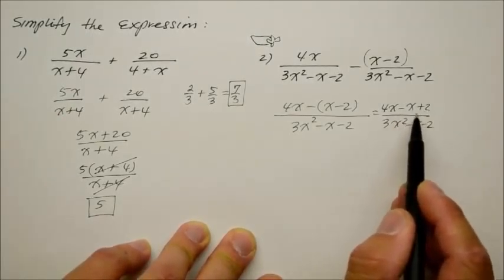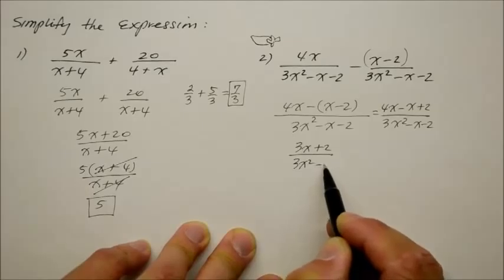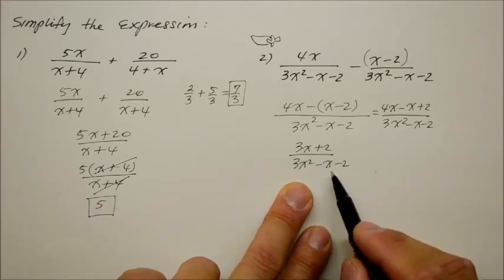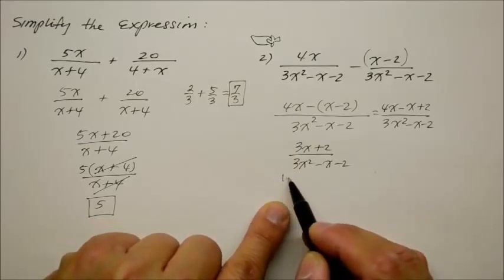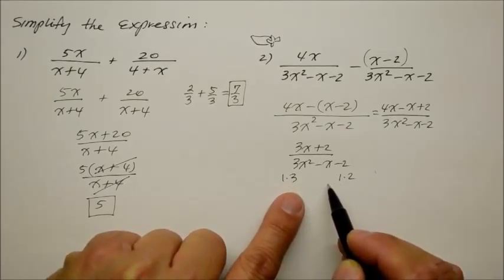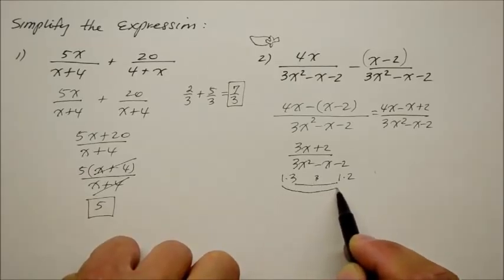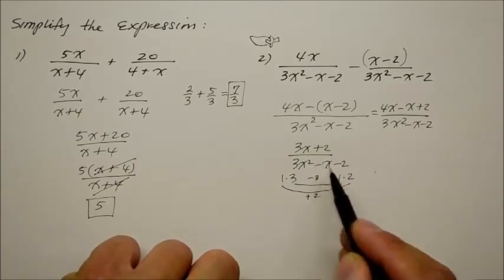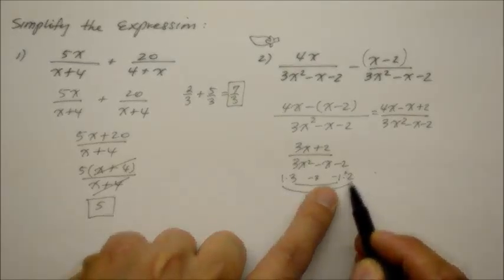And now you combine the like terms, you end up with 3x plus 2 over 3x squared minus x minus 2. Not very exciting, is it? Can this be factored, though? Let's see. What times what is 3? It's 1 and 3. What times what is 2? 1 and 2. Can those two numbers be mixed and matched to multiply, and if you add them, become a negative 1? Let's see. 3 times 1 is 3. 1 times 2 is 2. If the 3 is negative and 2 is positive, wouldn't that become a negative 1? And negative 1 times positive 2 is negative.